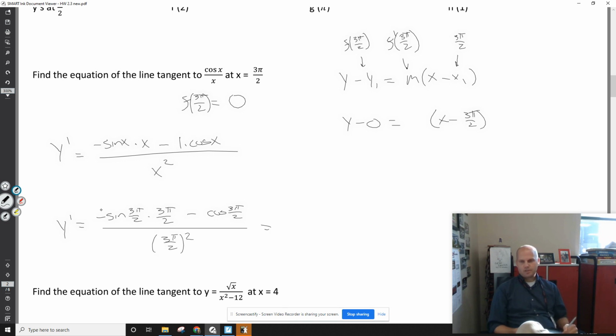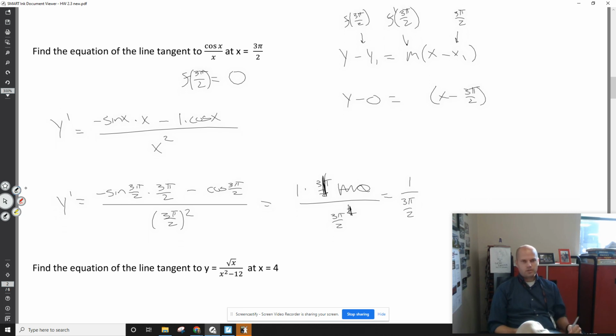Okay, the sine of 3 pi over 2 is -1. Make it that opposite, I got +1 times 3 pi over 2. The cosine of 3 pi over 2 is 0. I got 3 pi over 2 squared. One of these 3 pi over 2s will cancel with that 3 pi over 2, giving us an answer of 1 over 3 pi over 2. I'm going to rewrite that so it's a little simpler. If you divide 3 pi over 2 into 1, you can just flip. It's like 1 times 2 over 3 pi. So I get 2 over 3 pi.